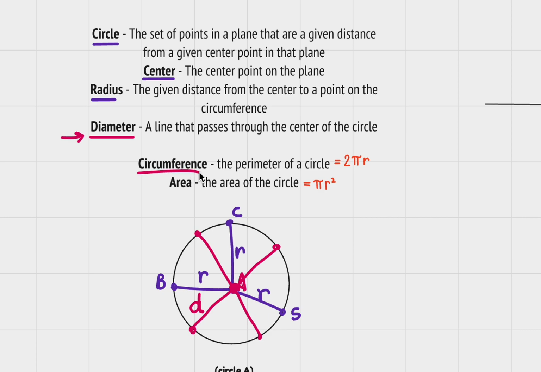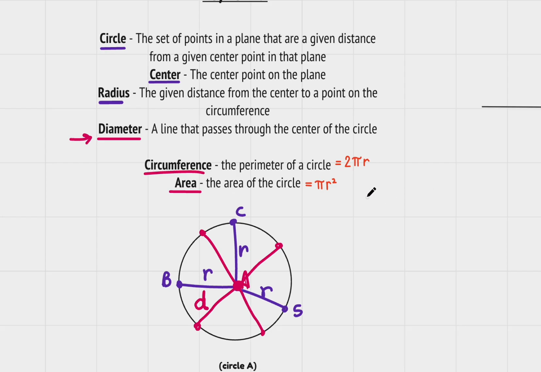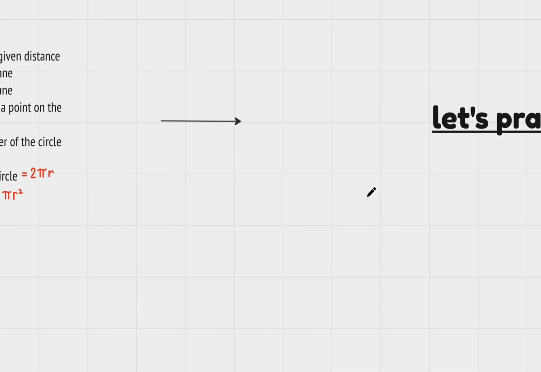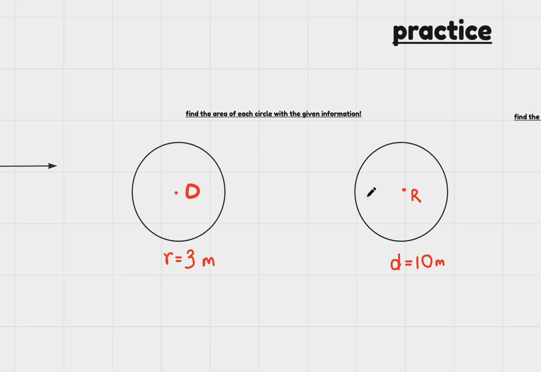The circumference of a circle is the perimeter of the circle, and it is found through the formula 2 pi r, where r is the radius of the circle. You can just plug in the value of r into this equation, and you will get the circumference of the circle. Then we have the area of a circle, which is given by the equation pi r squared. So let's go ahead and try some practice problems.